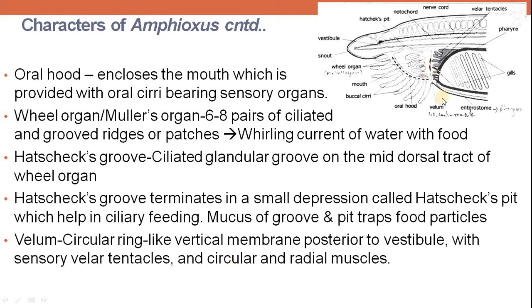It is provided with velar tentacles. You can see the velar tentacles projecting backward, white in color, and the circular and radial muscles. The central hole of the velum may increase or decrease in size because of the contraction and relaxation of the circular and radial muscles on the walls of the velum.